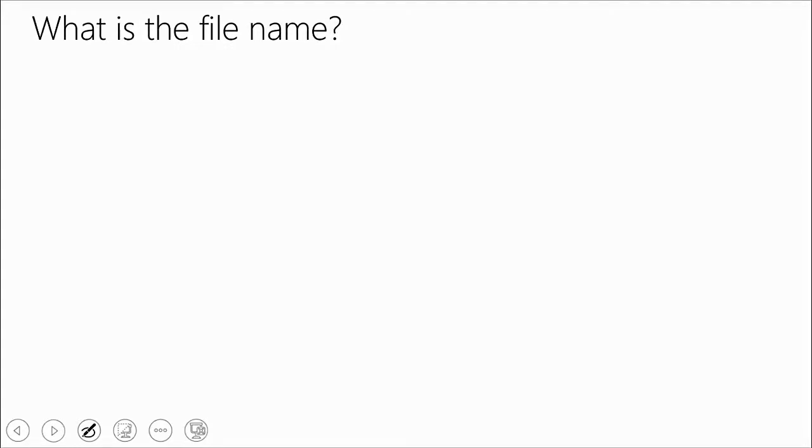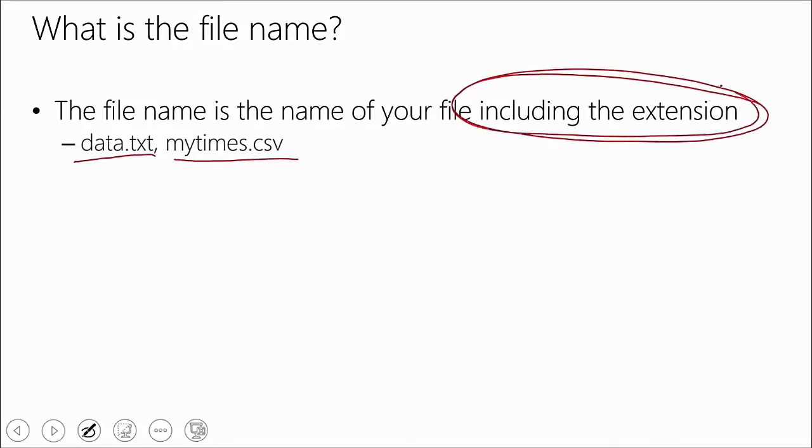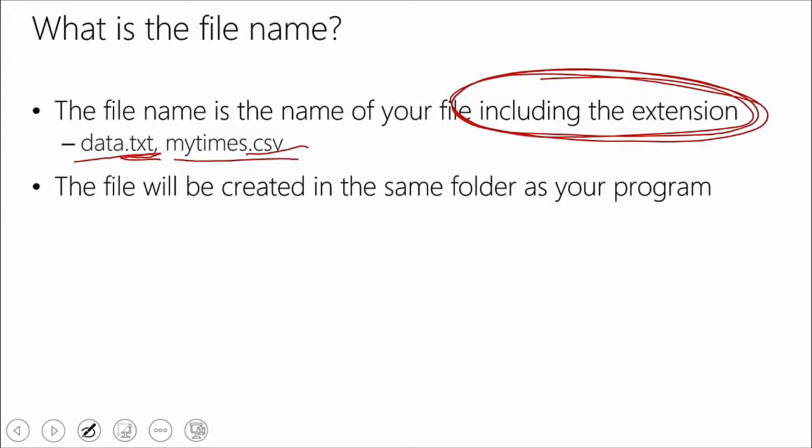Now let's start off with that file name. What is the file name? This is, of course, wherever you're going to be outputting it to, including the extension. So if you want it to be CSV, specify CSV. If you want it to be a text file, specify .txt. Now, if you just specify the name of the file and you don't specify the full path, then by default, the file is going to be created in the same folder as your program.